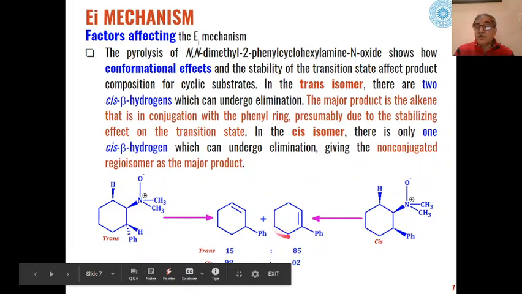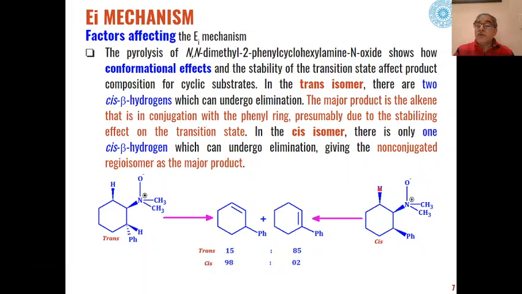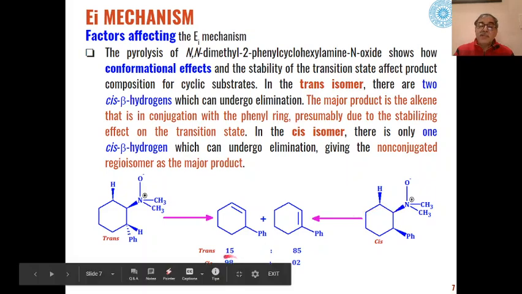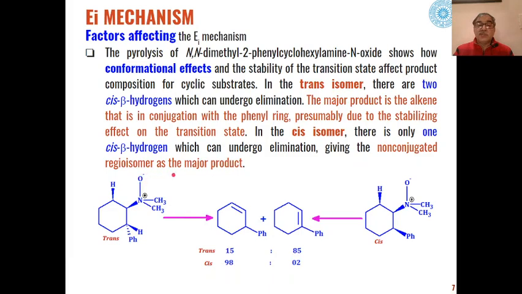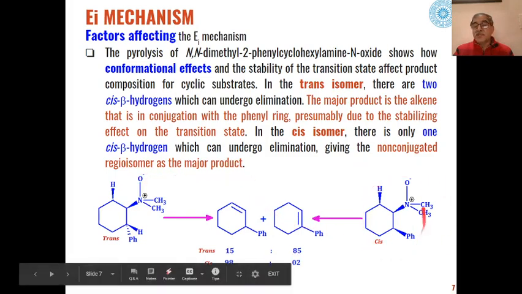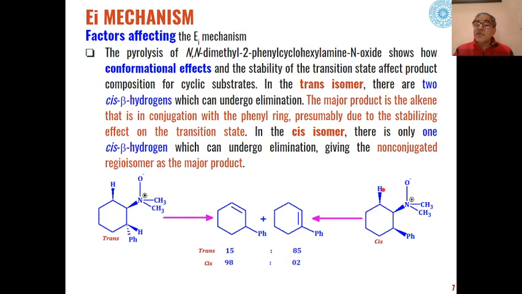Whereas in the case of a cis substrate, only one beta hydrogen is there, which is cis to this other leaving group, and only this can be removed. That is why this will exclusively lead to the formation of this as the major product. So this will lead to the non-conjugated regioisomer as the major product in the case of the cis isomer, because here the syn elimination will take place.